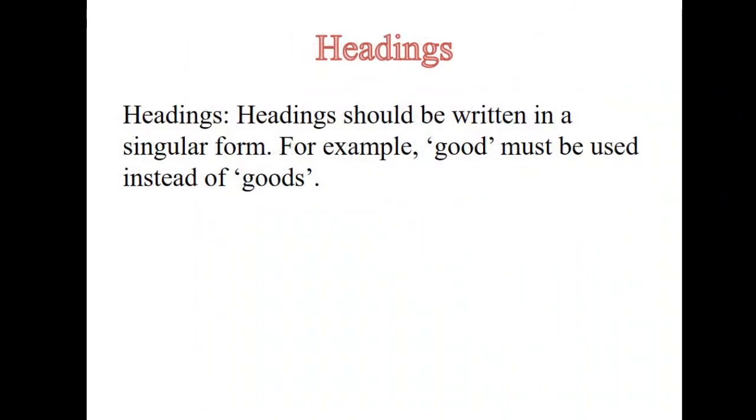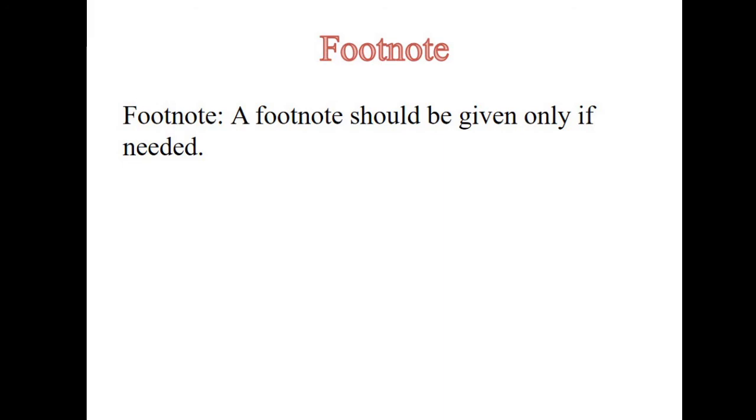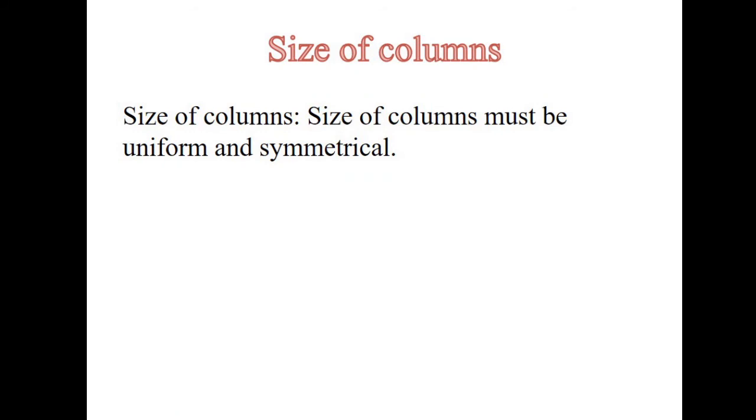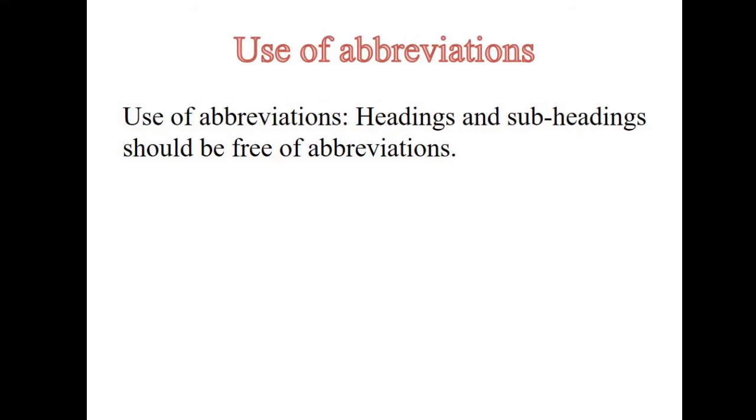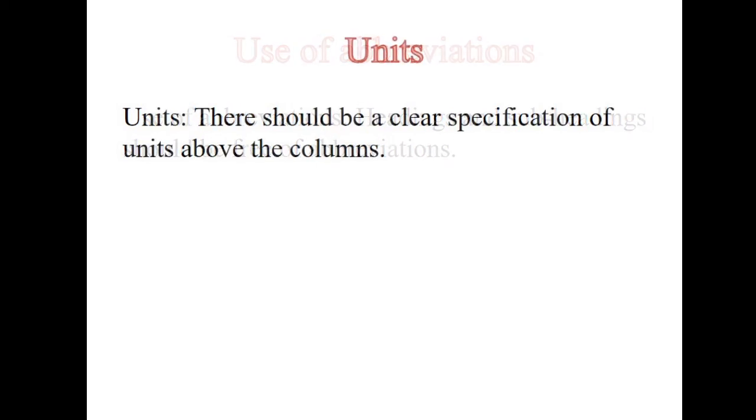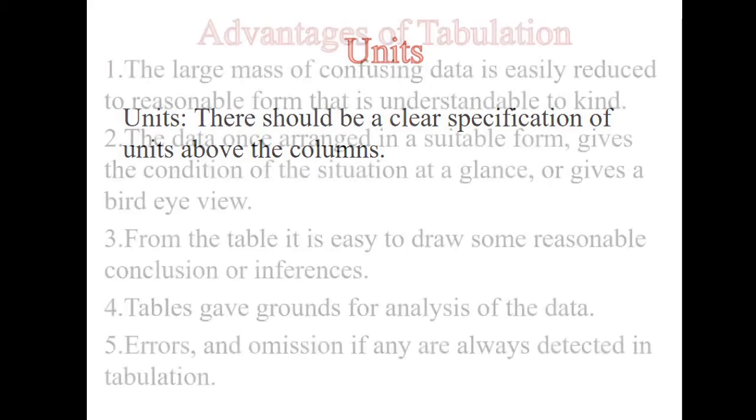Headings should be written in a singular form. For example, good must be used instead of goods. Footnote should be given only if needed. So, it is not necessary. Size of columns must be uniform and symmetrical. Then only we can see the table with beauty. Use of abbreviations. Headings and subheadings should be free of abbreviations. Units. There should be clear specifications of units above the columns.